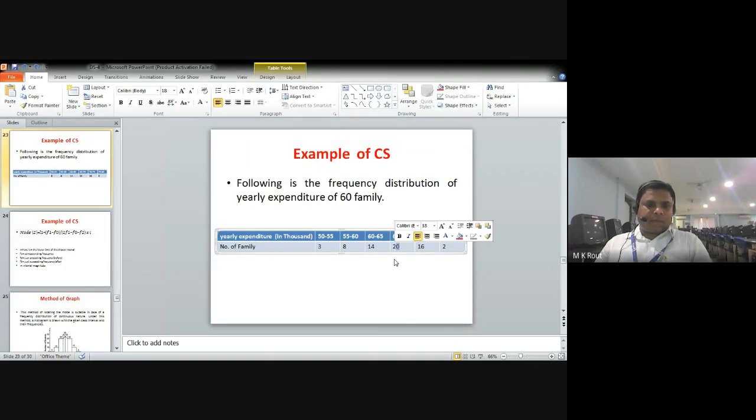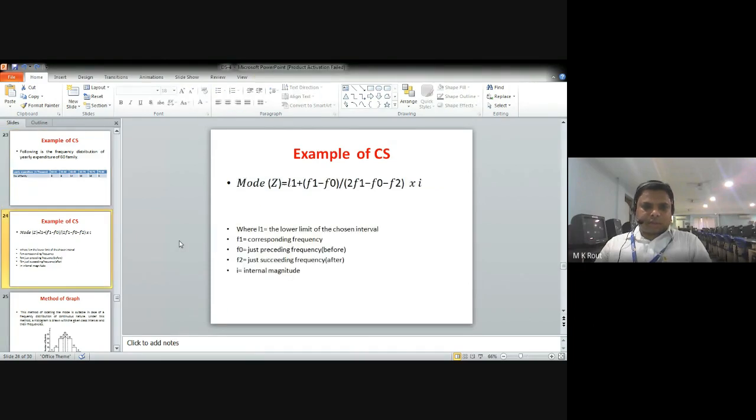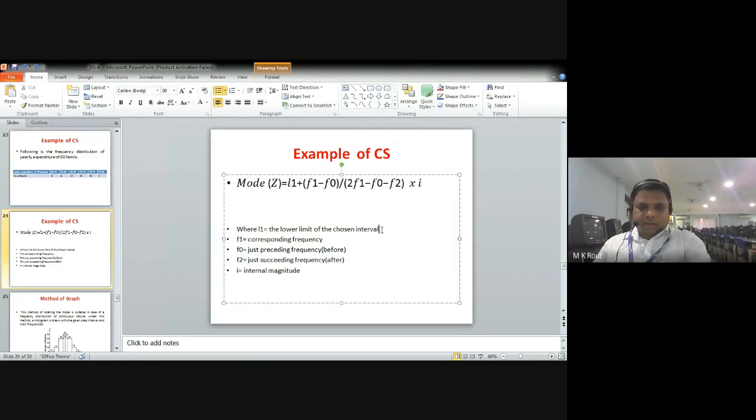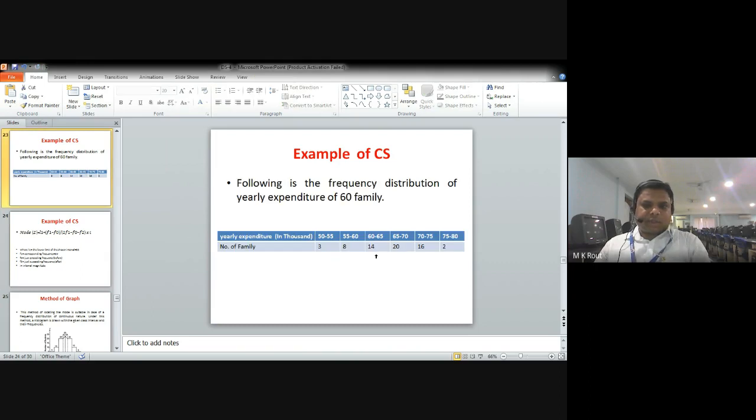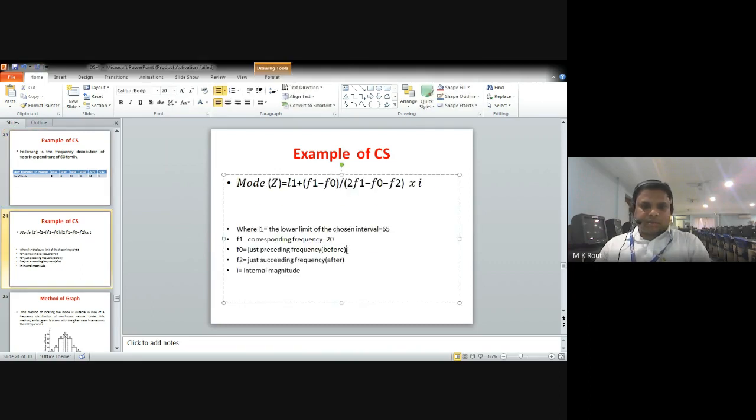So what is your lower limit? Lower limit is 65. Okay, I write here: lower limit is 65. And what is the frequency? Frequency is 20 here. So what is the preceding frequency? Preceding frequency is 14 here.